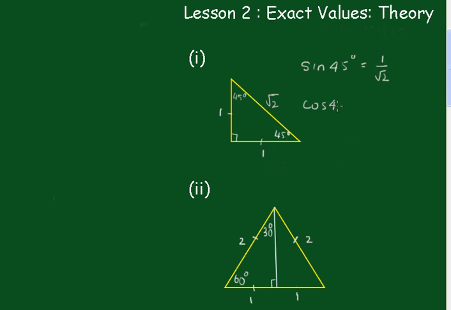The cos of 45 is also 1 over root 2. And the tan of 45 degrees is equal to 1 over 1, which is 1.